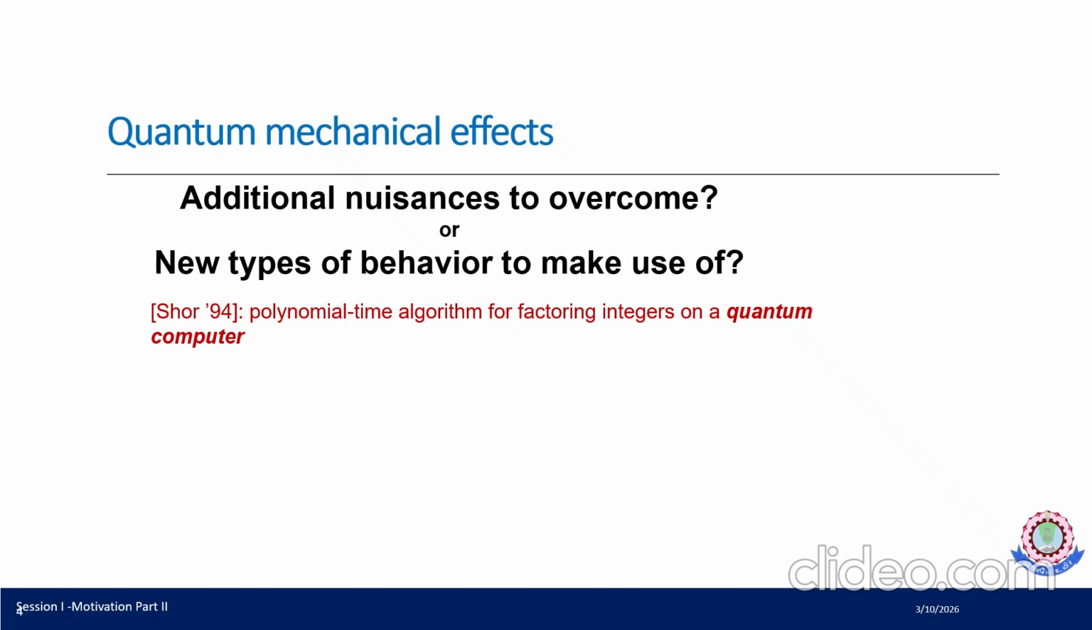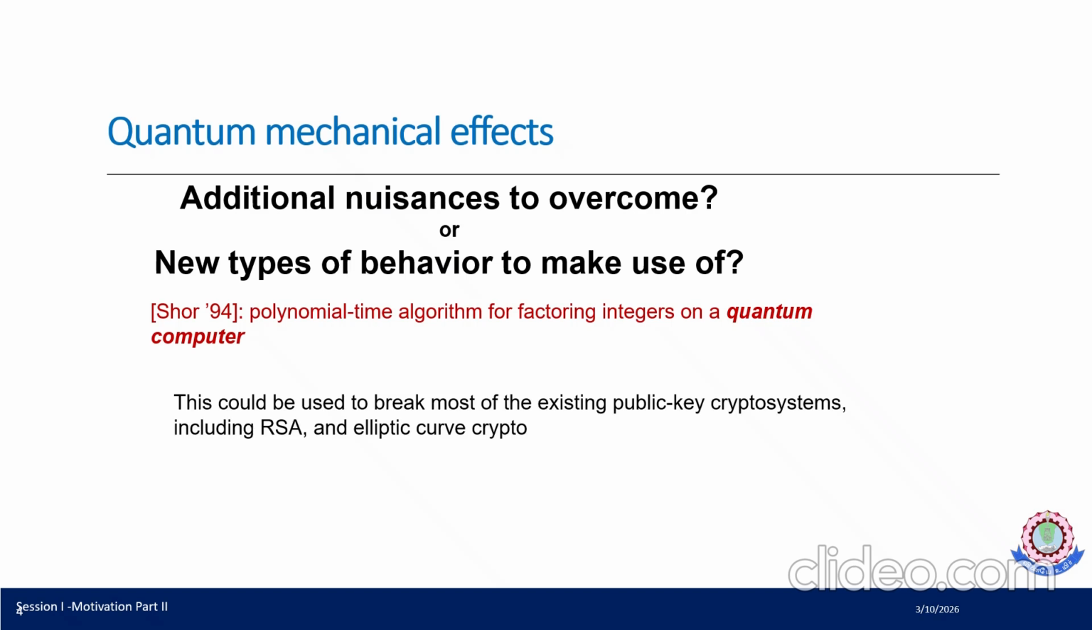So Shor, in 1994, stated a polynomial time algorithm for factoring integers on a quantum computer. This algorithm is mainly dealing with polynomial time. This could be used to break most of the existing public key crypto systems, including RSA and elliptic curve crypto. In 84, Bennett proposed provably secure codes with short keys.